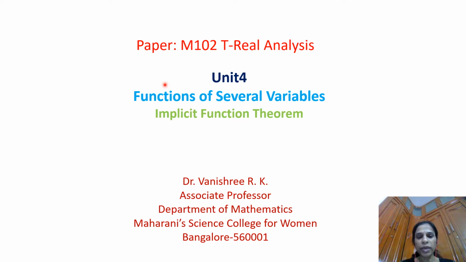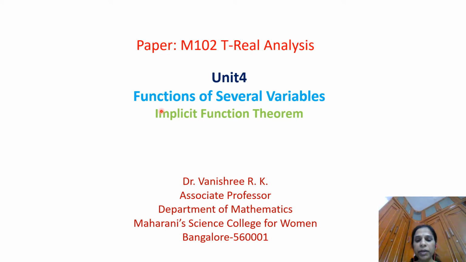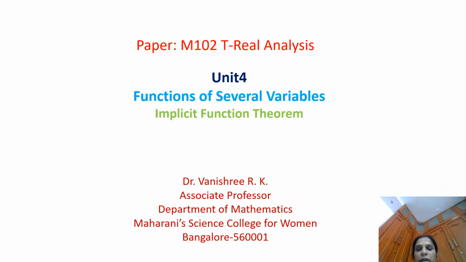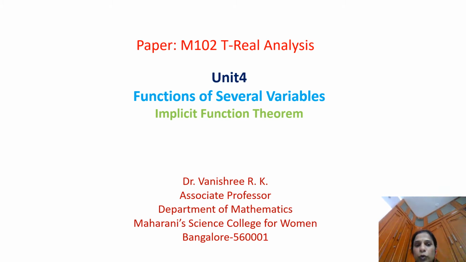This is a topic in the functions of several variables, which is unit 4 of your paper M102 real analysis. Before we actually start the statement and proof of this implicit function theorem, we will discuss a small introduction which gives us an insight into the theorem for functions of several variables. We will first understand this for functions of two variables.